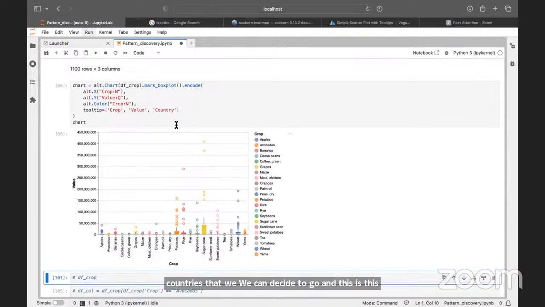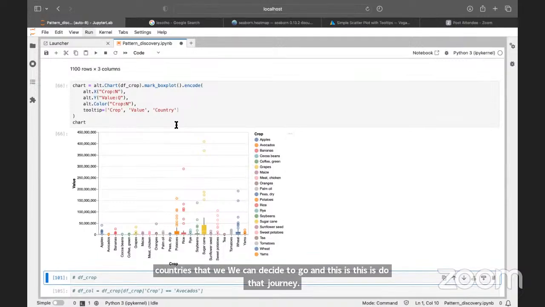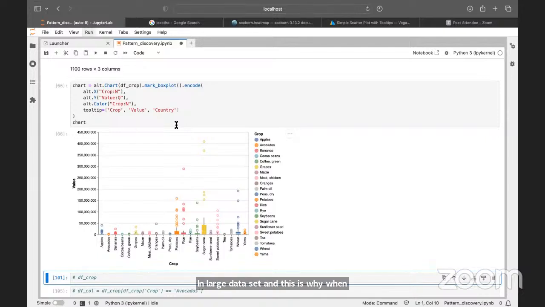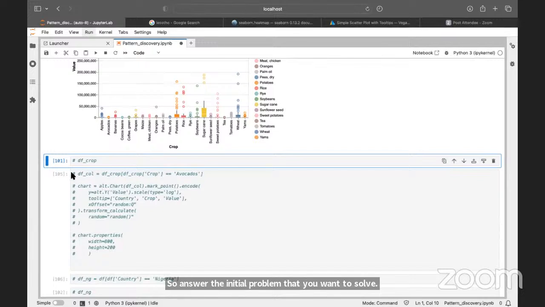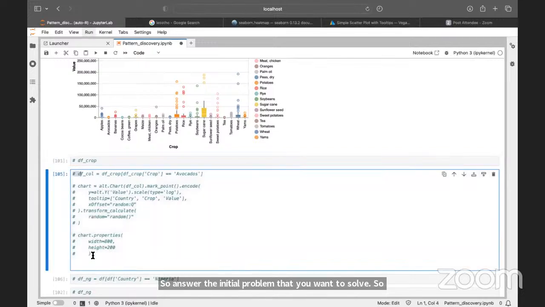This is actually a large data set, and this is why with data analysis and data visualization, it's important to come in with a problem that you are trying to solve, because there can be so much to explore in your data. So it's very helpful if you have a problem that you're already trying to identify, and you are just asking questions that can help you answer the initial problem you want to solve. So I'm just going to do this as well for avocados, right?